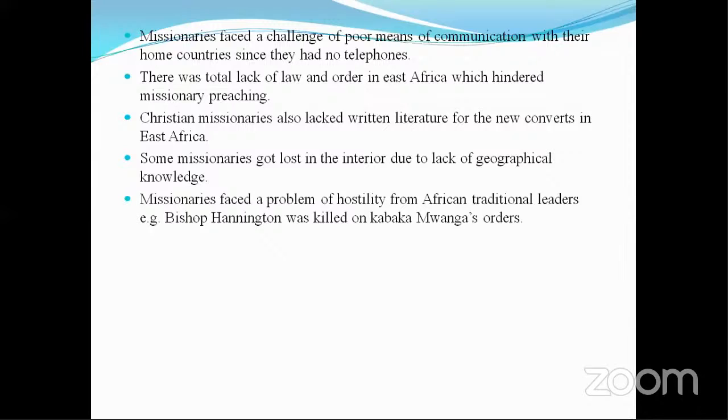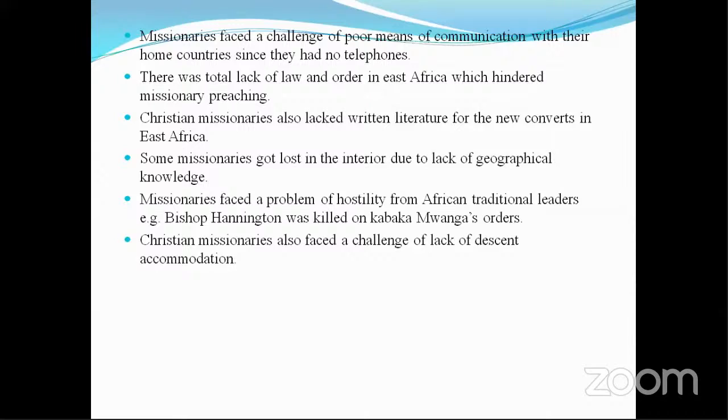There is this other point here, which is that the missionaries faced a problem of hostility from African traditional leaders. E.g., Washington was killed on orders. Indeed, this is very true. Some missionaries were killed by some African leaders. They thought that these missionaries had come to preach against their kingdoms. You understand? Remember, they were preaching about the King of Kings, that is Jesus Christ. And these African kings were like, these people are against me, I'm the king of this region, and they are talking about the King of Kings.